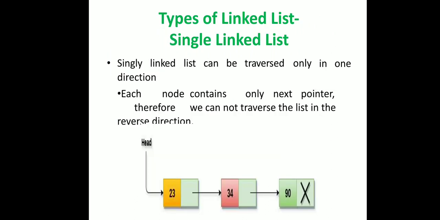Now there are some types of linked list. The first type is the single linked list. A single linked list means we can traverse only in one direction, meaning we can only go in the forward direction. So from head to 23, 23 to 34 and 34 to 90. Only one-direction operation is possible.